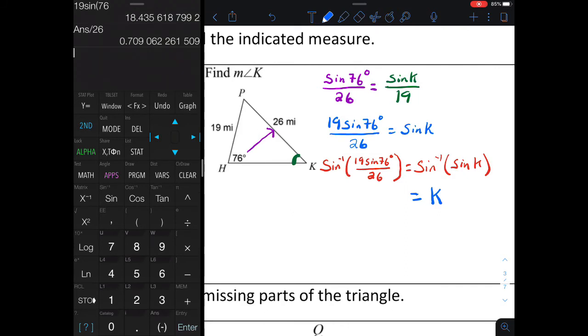Well, inverse sine on your calculator, you do second sine. That did regular sine. Second sine. Yep, that brings up inverse sine of that previous answer. So second answer, and then enter. And it gives me my answer here to be about 45.16, and it's an angle, so degrees. All right, so that's using law of sines to solve for an angle.